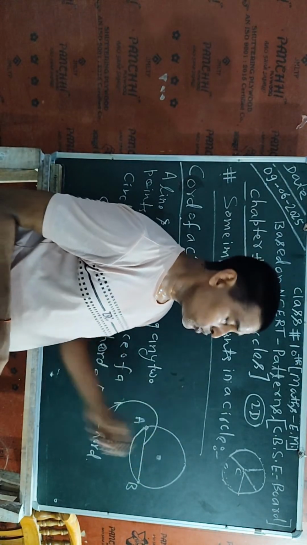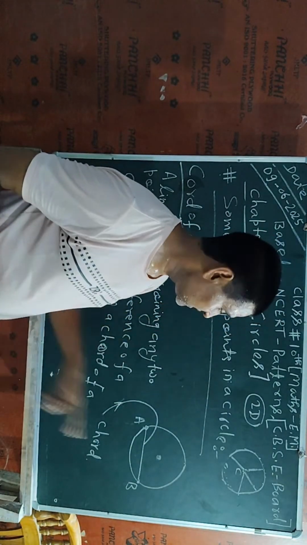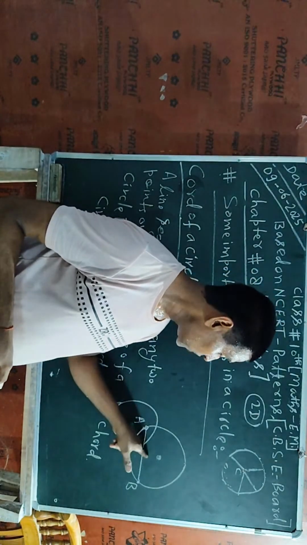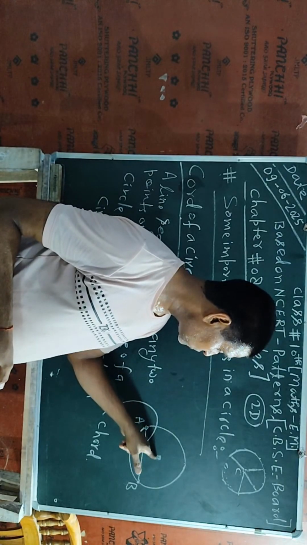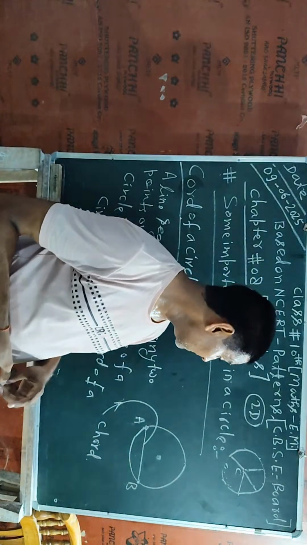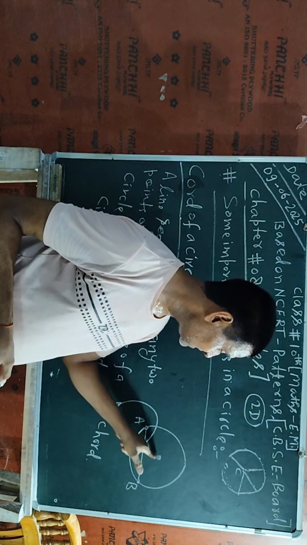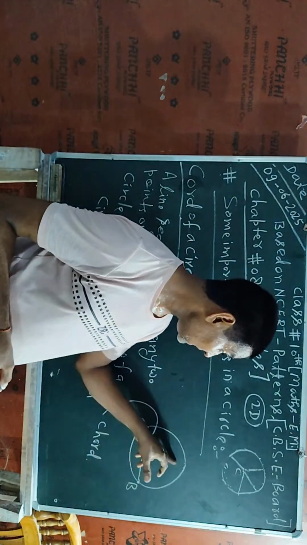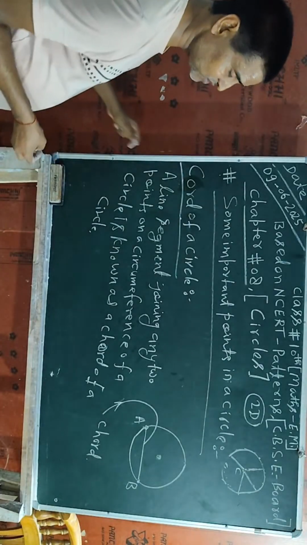Now I am going to explain the diameter of a circle. The diameter of a circle is the longest chord. If this chord passes through the center of the circle, that chord becomes the diameter of a circle. So here I will also explain the concept of the diameter of a circle.